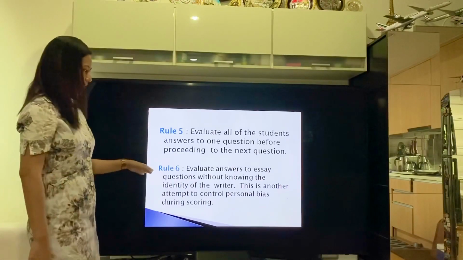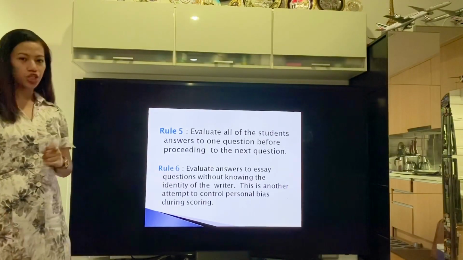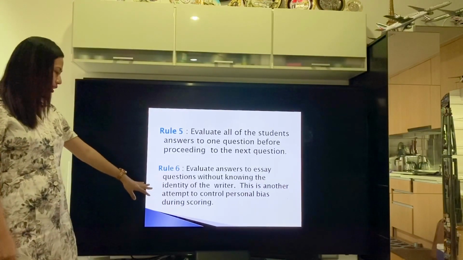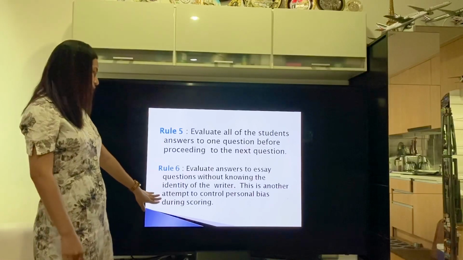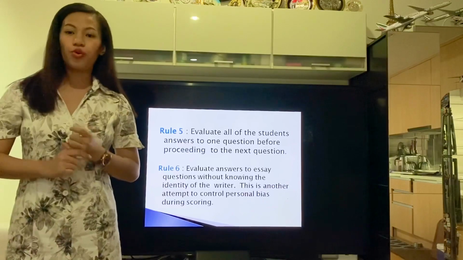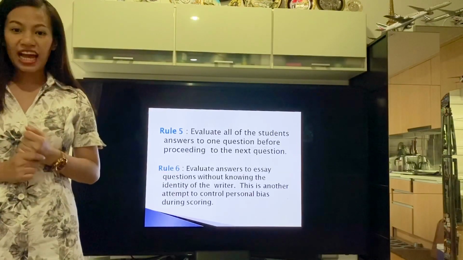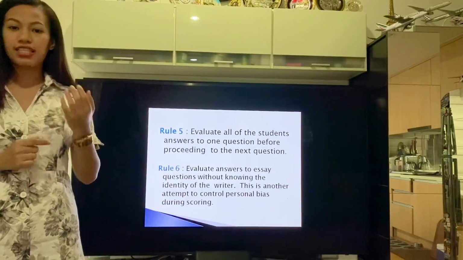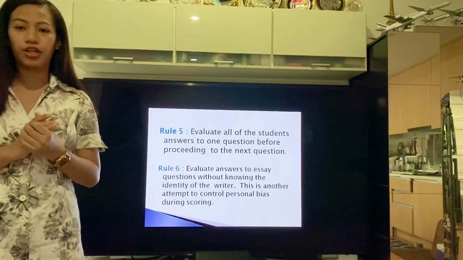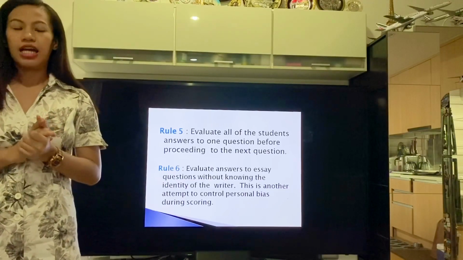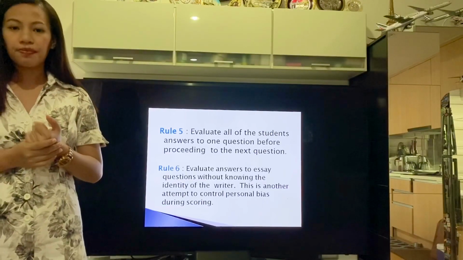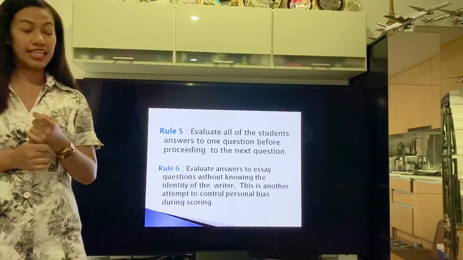Rule number 6: Evaluate answers to essay questions without knowing the identity of the writer. This is another attempt to control personal bias during scoring. So, itong number 6, mas maganda na i-evaluate mo ang student without knowing the identity ng writer. Kasi, for example, ito si Juan. Ay, magaling to sa klase. Kaya hindi ka na masyadong magbabasa. Mag-check ka na lang. Dapat i-check mo talaga kung gaano ka-substantial yung content ng each student, hindi yung may favoritism.